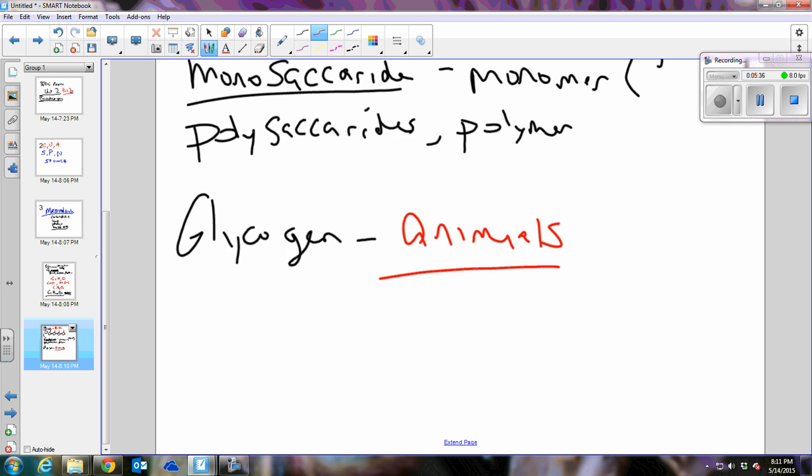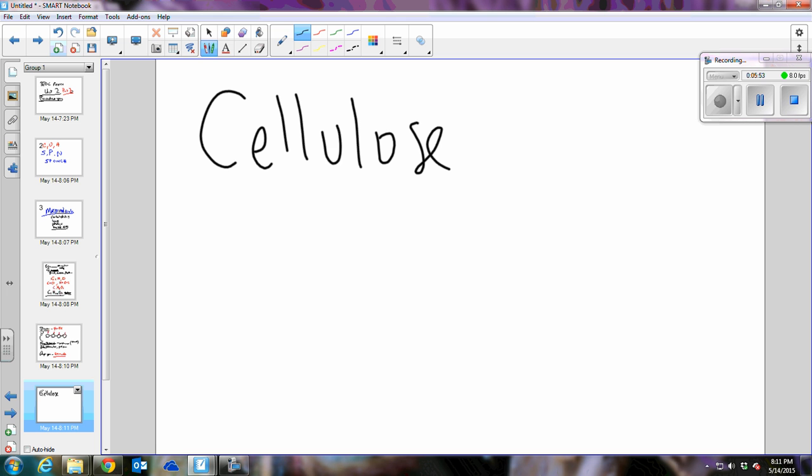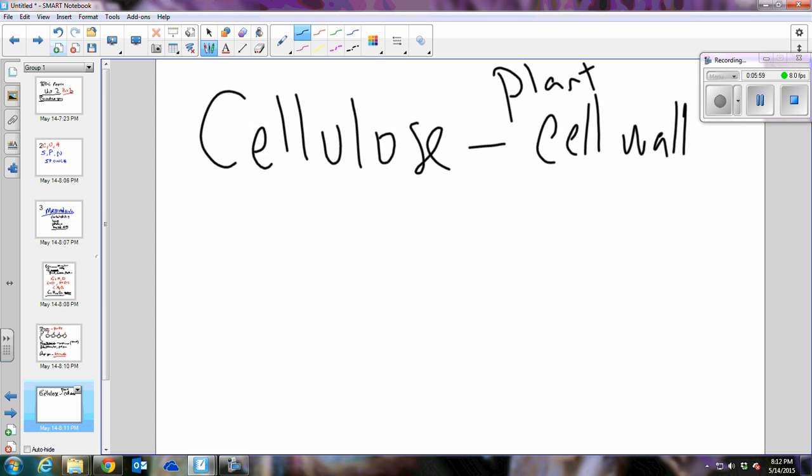All right. Now, not all carbohydrates are stored for energy. There are some carbohydrates that are structural in nature. That means they're used to build something. One example of that is called cellulose. All right, and cellulose is a structural carbohydrate found in plant cell walls.